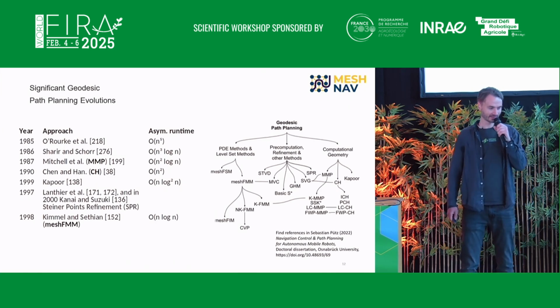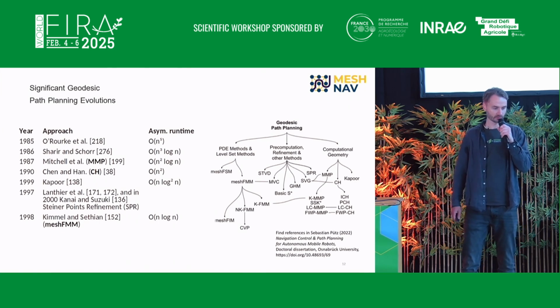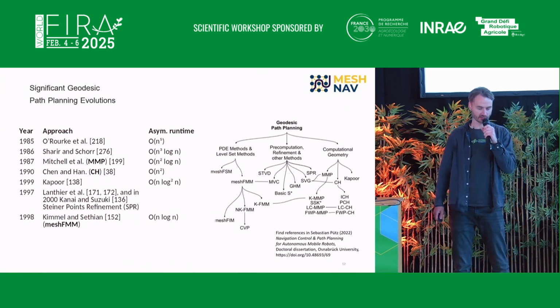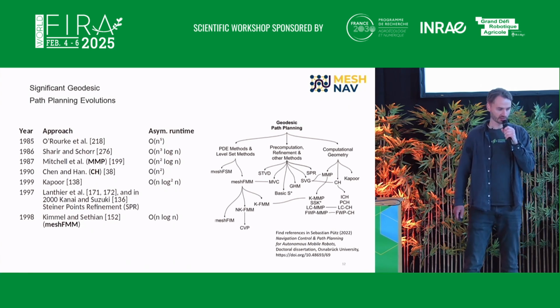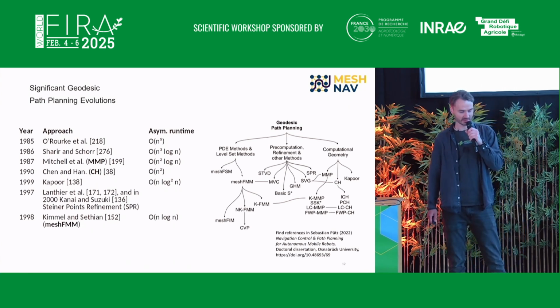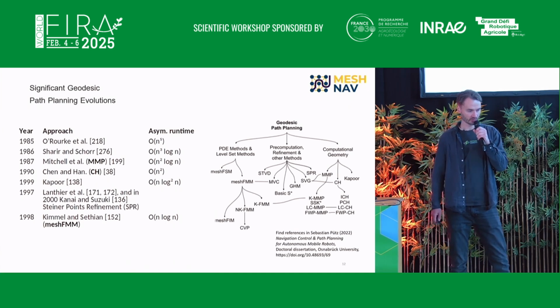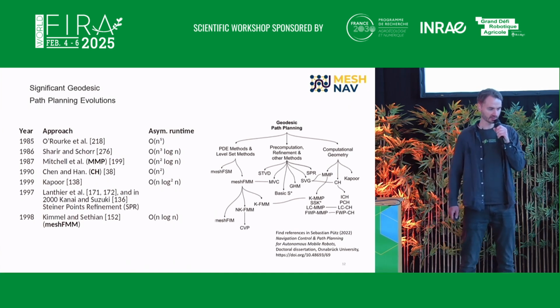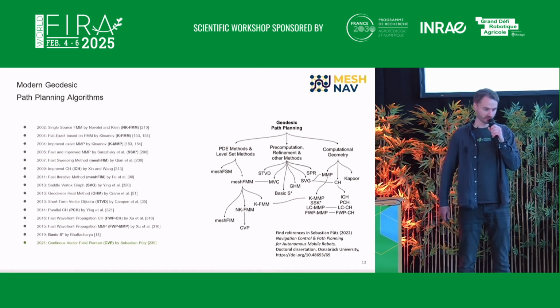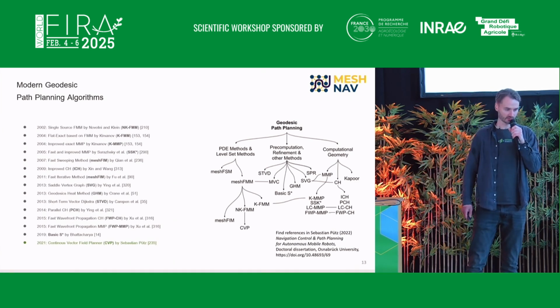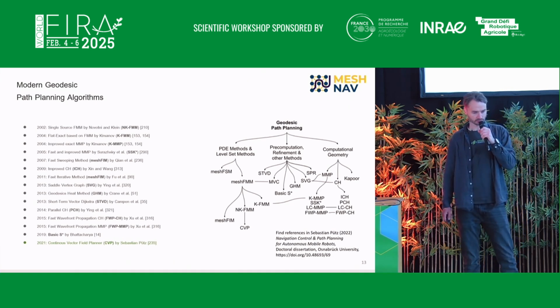Since 1985, there are some geodesic path planning algorithms already. So we did our homework here and developed then the CVP, the Continuous Vector Field Planner, based on the mesh fast marching method, which originated in 1998 by Kimmel and Sethian. And there have been a lot more geodesic path planning algorithms, and then we presented that one in 2021.